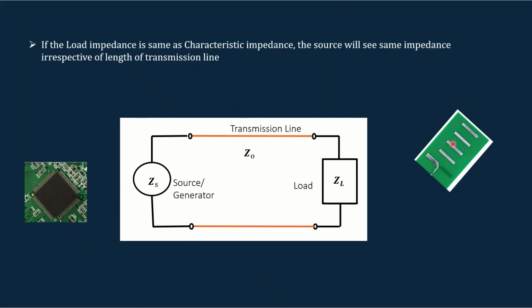Whatever be the length, the input impedance will always be the load impedance or the characteristic impedance. So if our antenna is matched completely to the characteristic impedance Z0, whatever be the length of the transmission line, the input impedance will be the same. So this system will act as a perfect system. That is why: if the load impedance is the same as the characteristic impedance, the source will see the same impedance irrespective of the length of the transmission line.